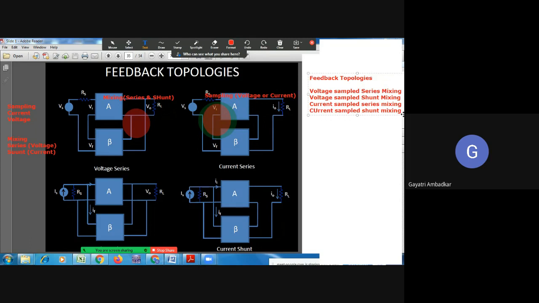So how many types of feedback are possible? What do you do for sampling and what do you do for mixing? So there are four ways you can form the feedback: voltage sampled series mixing, voltage sampled shunt mixing, current sampled series mixing, current sampled shunt mixing.